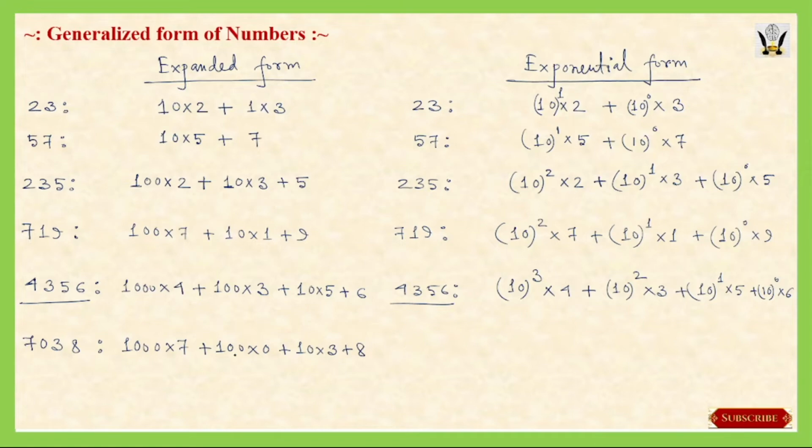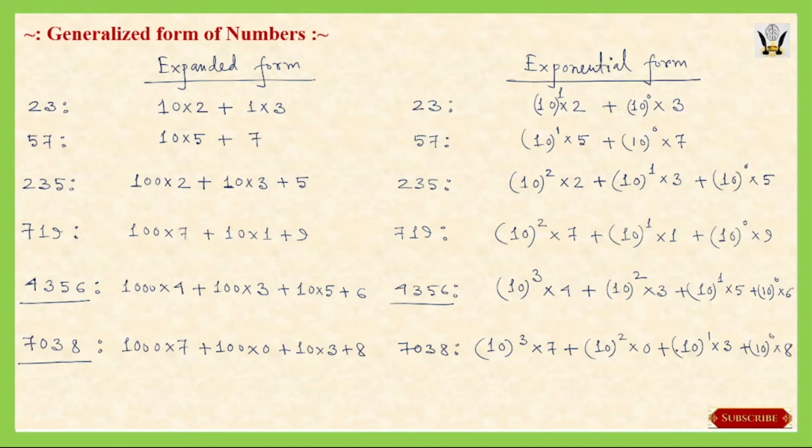And if we express the same number in exponential form, then 7038 will be 1000 multiplied by 7, then plus 100, so it will be 10 square, multiplied by 0, or we can choose not to write anything here at this place because it contributes 0 only. Now here it will be 10 to the power 1 multiplied by 3, and then it will be 10 to the power 0 multiplied by 8.